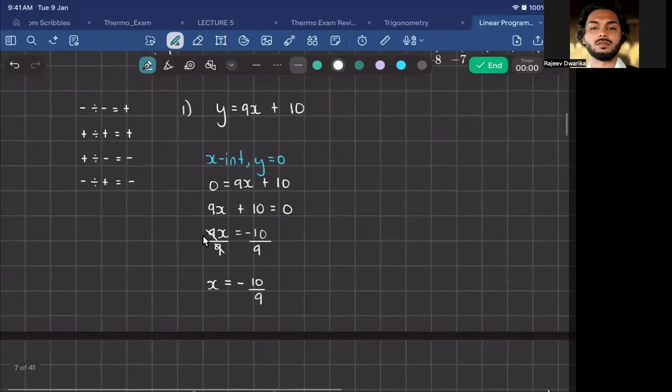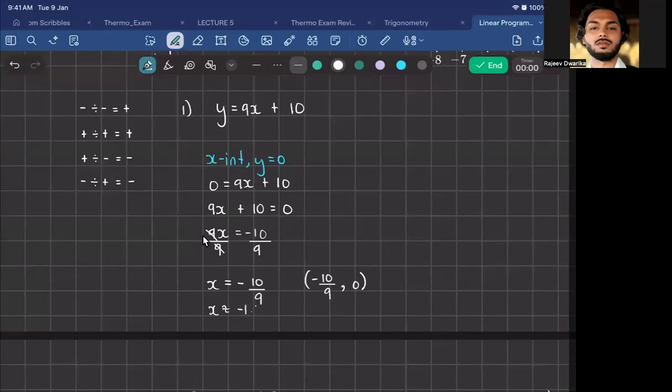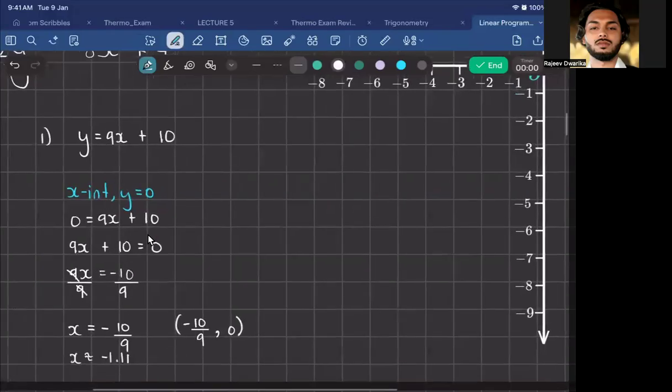So what's the point then? Negative 10 over 9. And we should know that negative 10 over 9 is approximately negative 1.11 recurring, right? We know that? Yes. Okay, good. Keep that in mind.